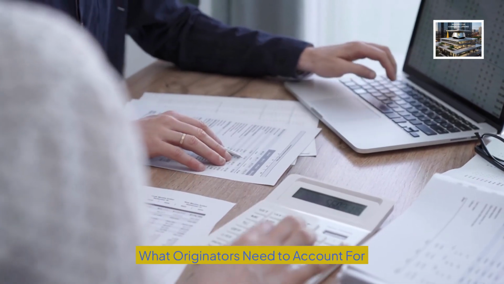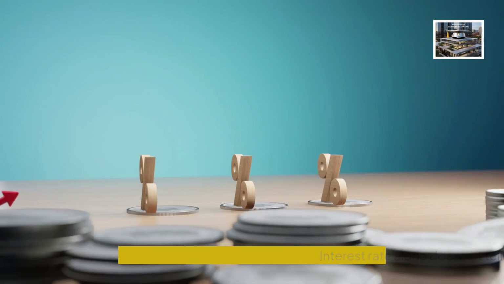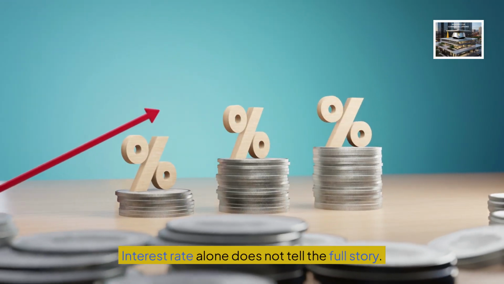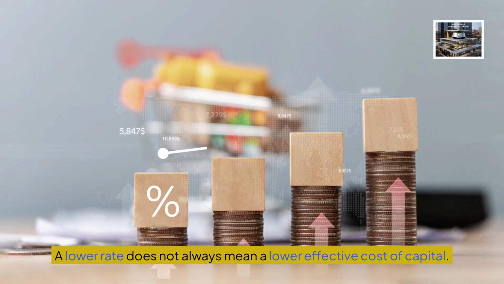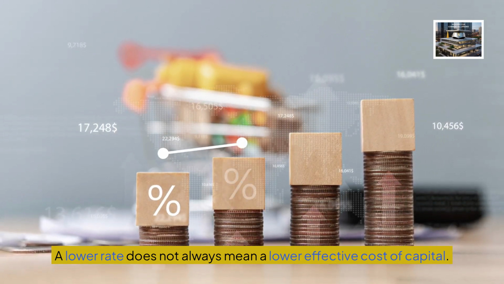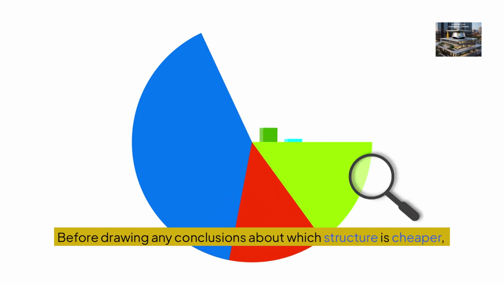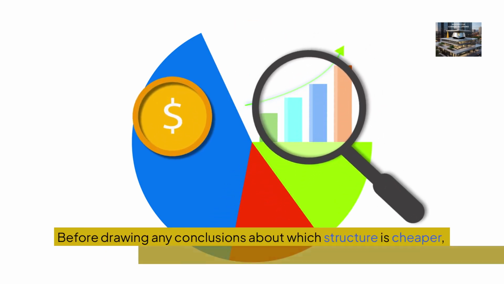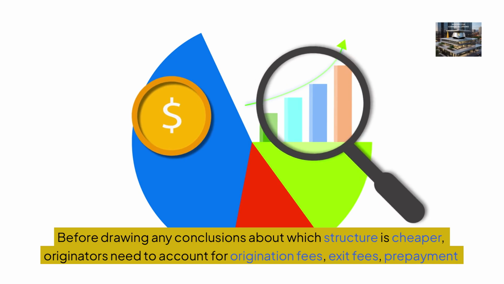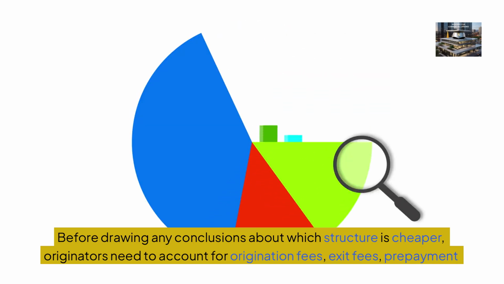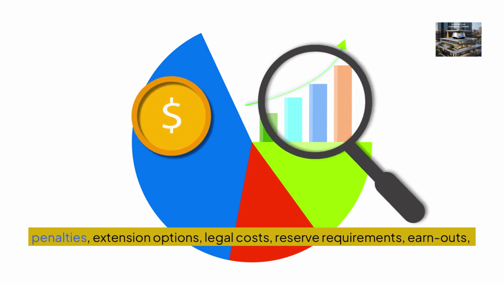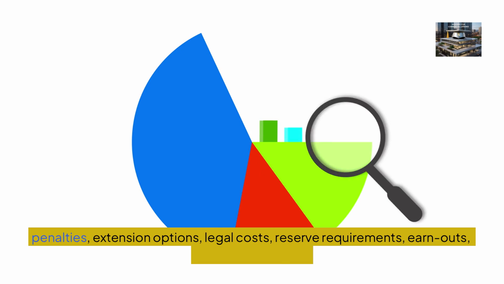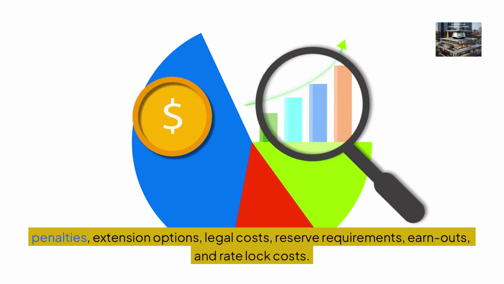What originators need to account for: fees and loan economics. Interest rate alone does not tell the full story. A lower rate does not always mean a lower effective cost of capital. Before drawing any conclusions about which structure is cheaper, originators need to account for origination fees, exit fees, prepayment penalties, extension options, legal costs, reserve requirements, earn-outs, and rate lock costs.